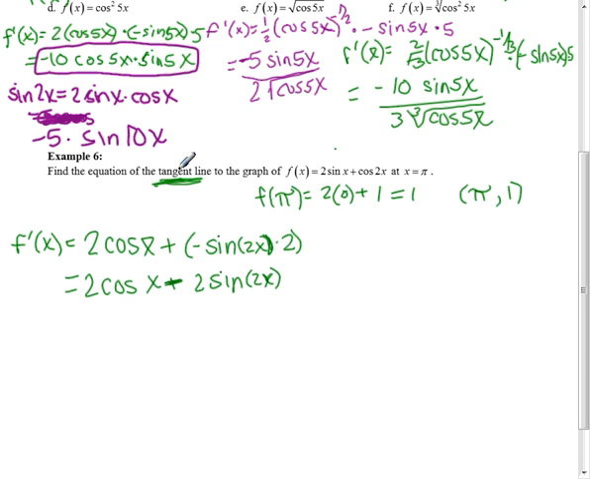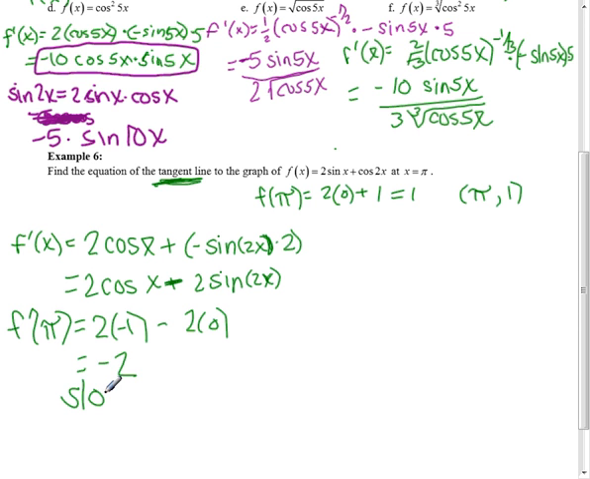Alright, so we found the derivative, but we need to find the slope at pi. So now we need to plug in pi. So 2 times cosine of pi. Cosine of pi would be negative 1. So 2 times negative 1 minus 2 times sine of 2 pi. Sine of 2 pi would be 0. So we get negative 2. That would be our slope.